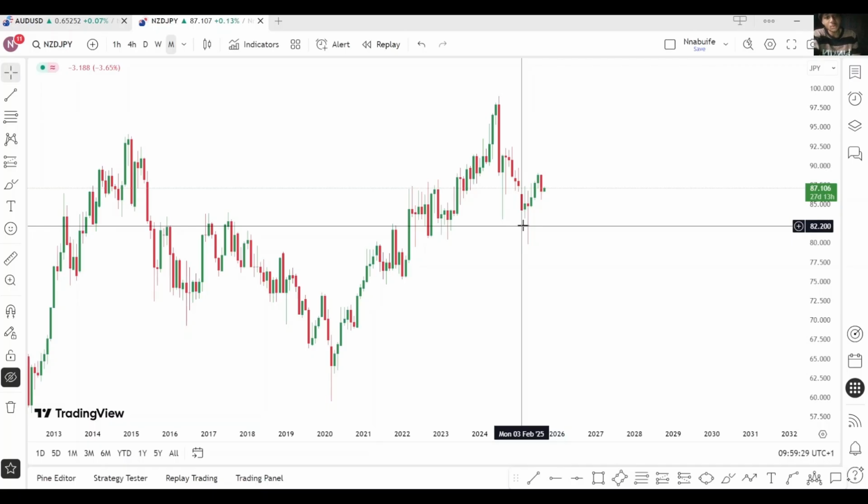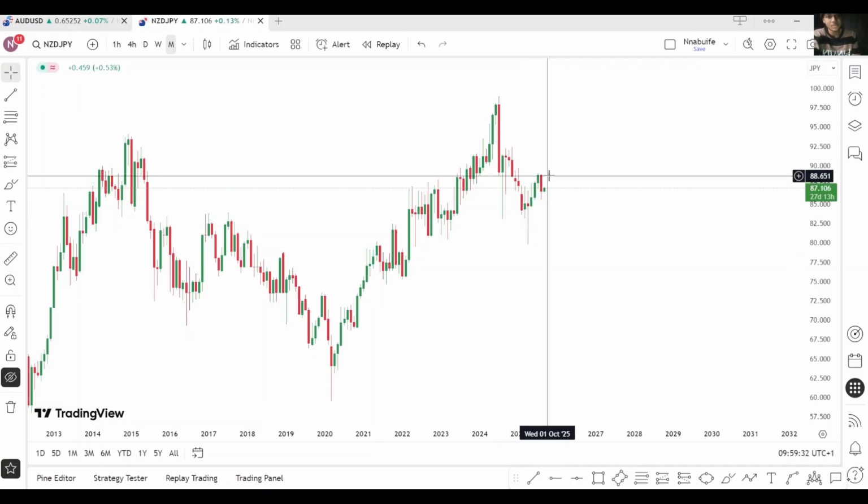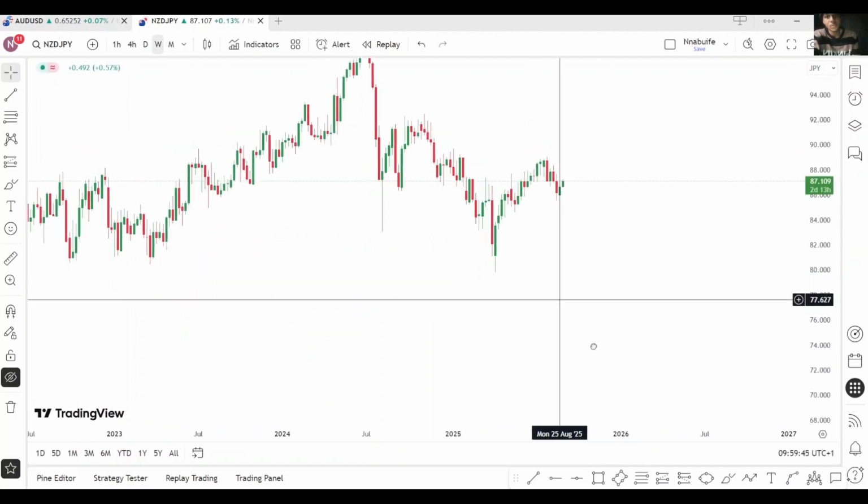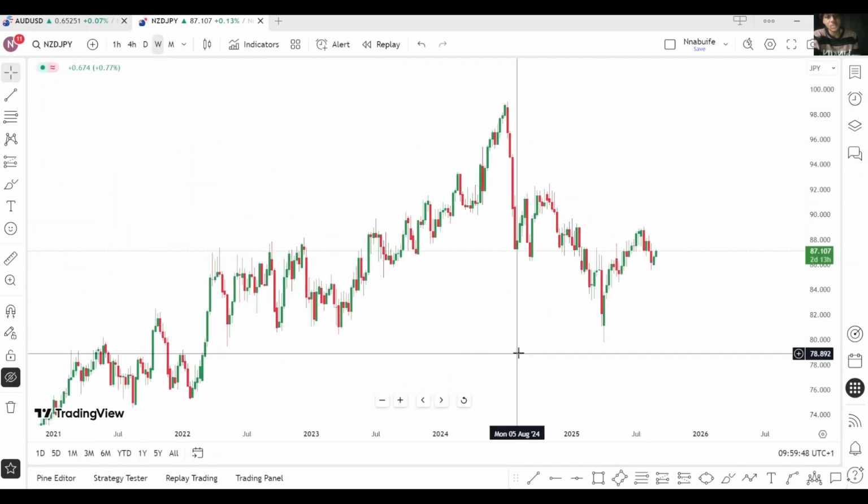Not only have we made a lower low, we also made a lower high, to continue a lower low to the downside. So NZD-JPY is bearish. That's it. On the weekly time frame, you can see that we're bearish too.